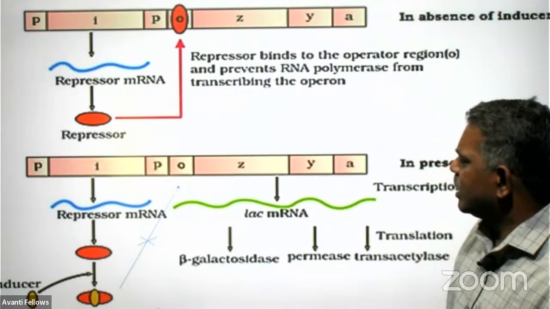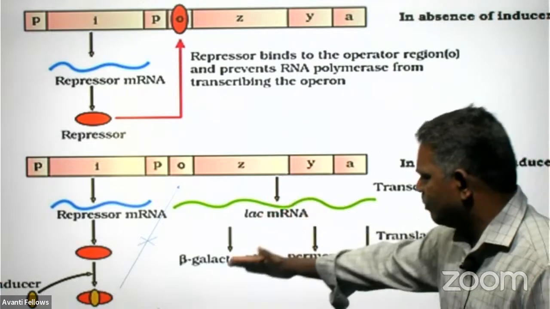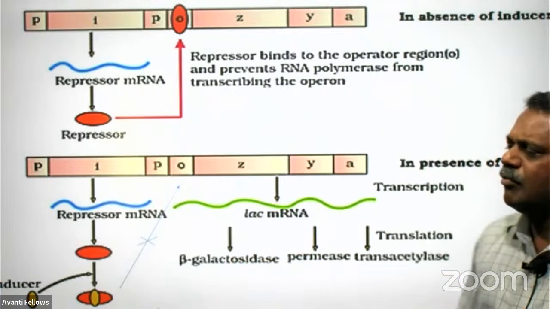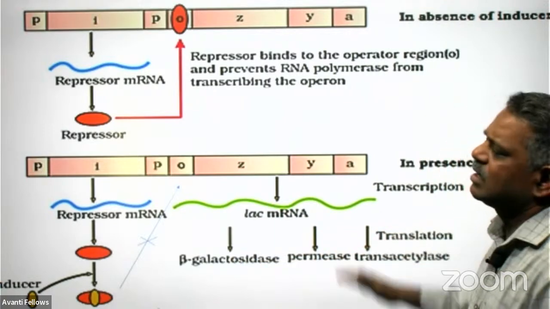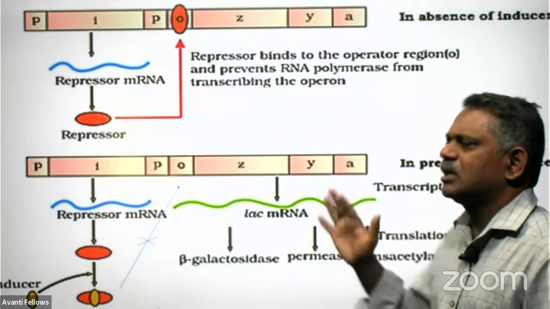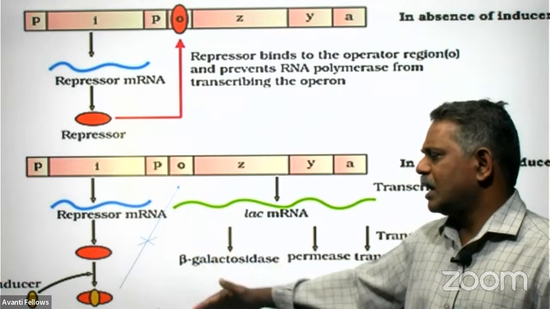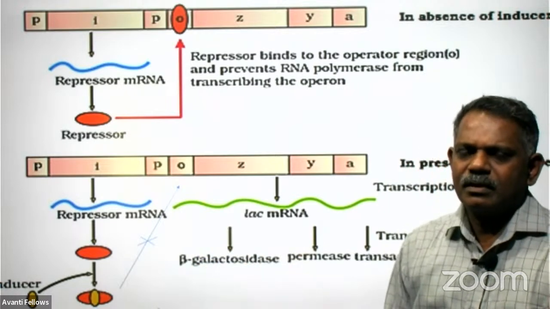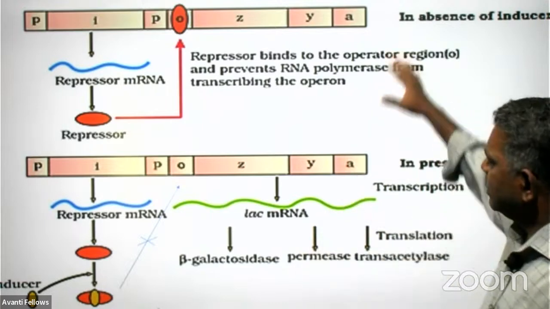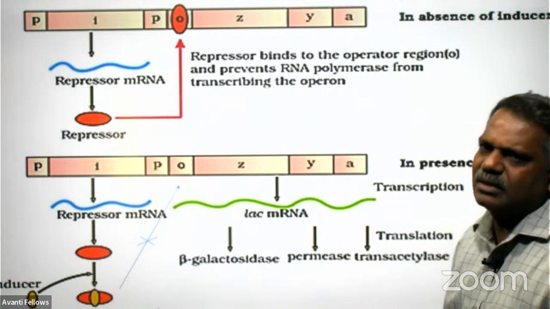Their respective mRNA, and through the process of translation, this mRNA will produce what? Three types of protein: beta-galactosidase enzyme, permease, and transacetylase. These are all enzymes, basically proteins only, and they digest what? This lactose into its monosaccharides. Right? So this diagram you should memorize, so that it is very easy to explain the concepts.